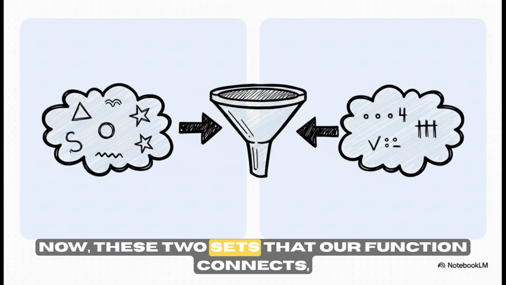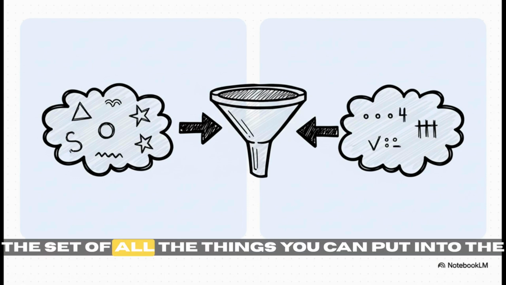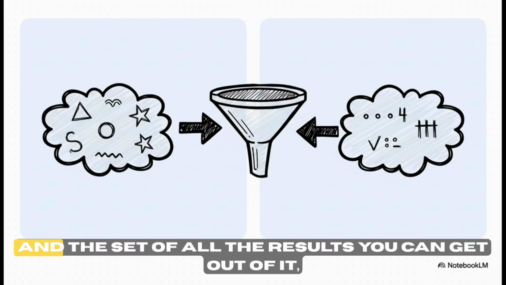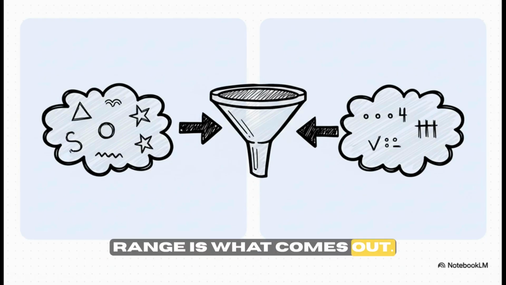Now, these two sets that our function connects, they get fancy names. The set of all the things you can put into the function is called the domain. And the set of all the results you can get out of it, that's the range. So just remember, domain is what goes in, range is what comes out.